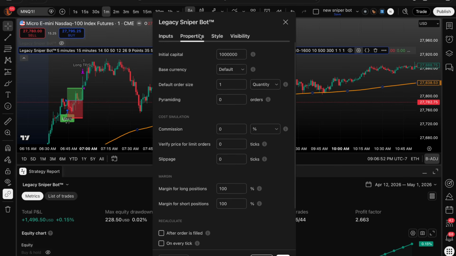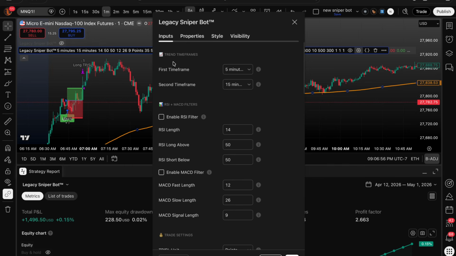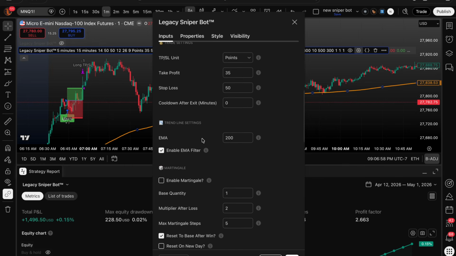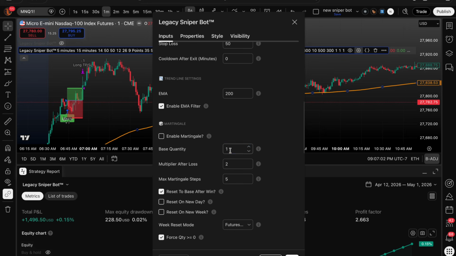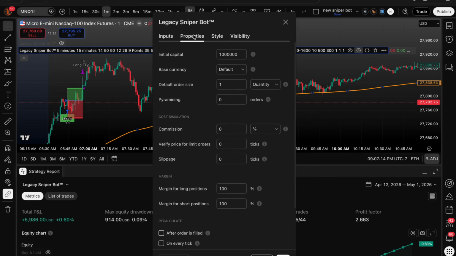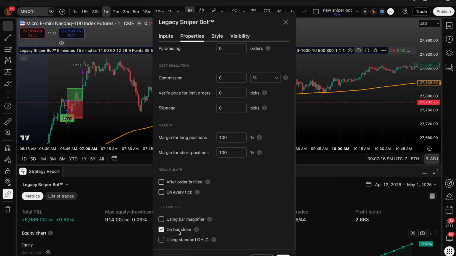And then for properties, let's see. Oh yeah, I forgot to mention. Under martingale, this is where you're gonna adjust the contract size, okay? So let's say you want to do 4 contracts of MNQ. This does not have to be checked. This automatically applies. So it's 4 contracts of MNQ. And then on bar close has to be checked. I use this one. I like to keep all 3 checked.